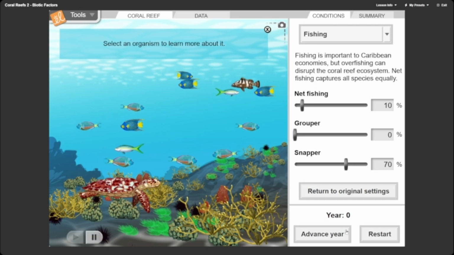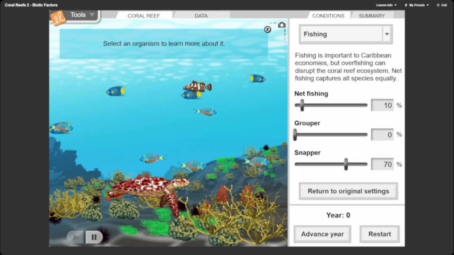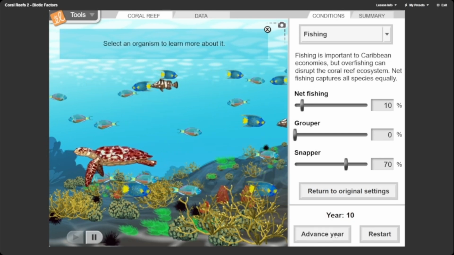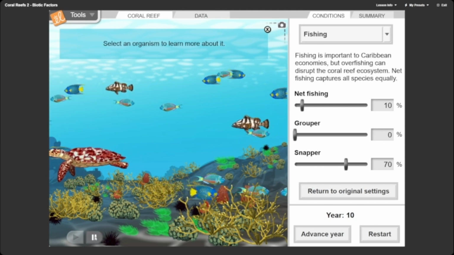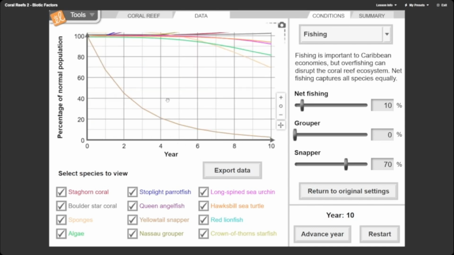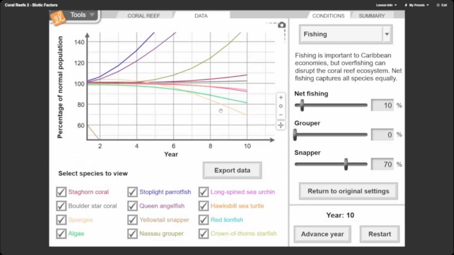Hit play. And I believe they want us to advance it 10 times. So we go advance, advance, advance, all the way to 10. Okay. And what you're trying to do is look at what kind of fish are in the sea, and also look at the data. So you're looking at the spike of what animals have increased. They were all relatively the same. You can always view and look at your data, and you can see which ones spiked and which ones dropped. Again, if you're not sure, you can always click and see which ones are decreasing and which ones are increasing.